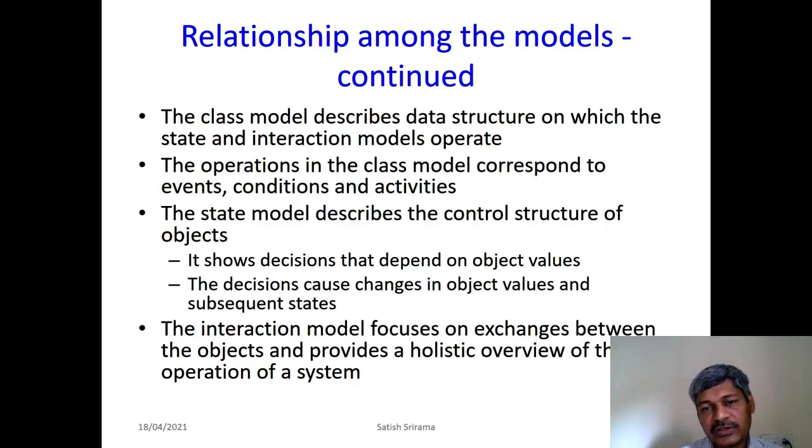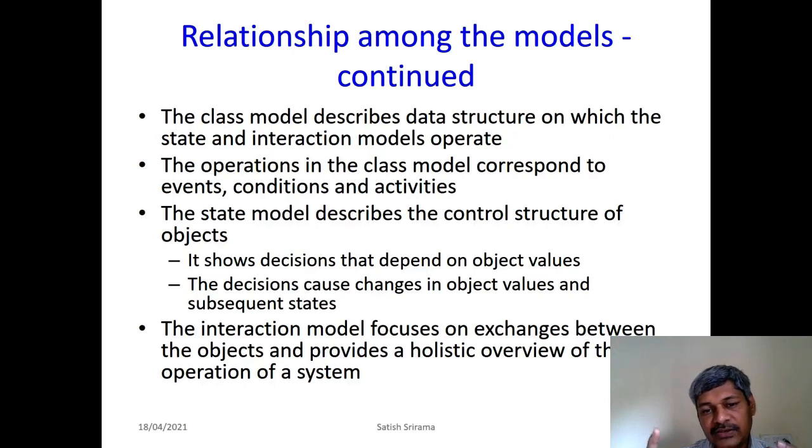Basically, the class model describes the data structure on which the state and interaction models operate. This is the actual relationship among these three models. The operations in a class model correspond to events and conditions, which we have seen in state models, and also to activities. Activities also have guard conditions. So the operations in a class model correspond to these events, conditions, and activities.